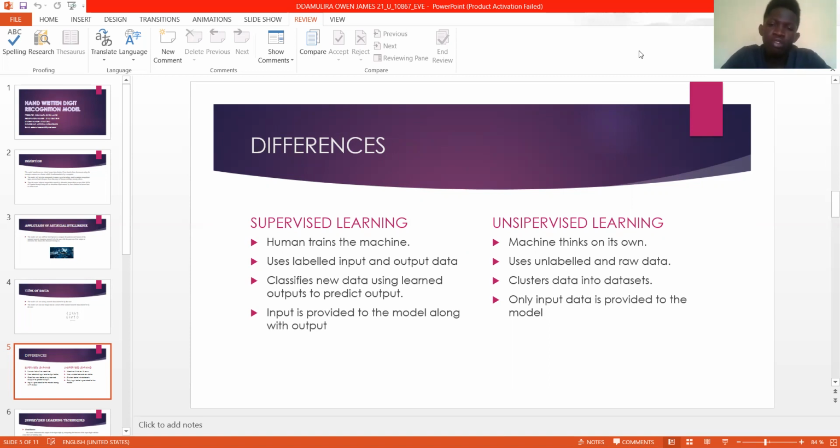But for unsupervised learning, nothing is given to the computer except patterns. It creates its own classes or its own data sets, so it thinks on its own. Nothing is given except what the user enters into the system. Supervised learning uses labeled input, while unsupervised uses unlabeled input.